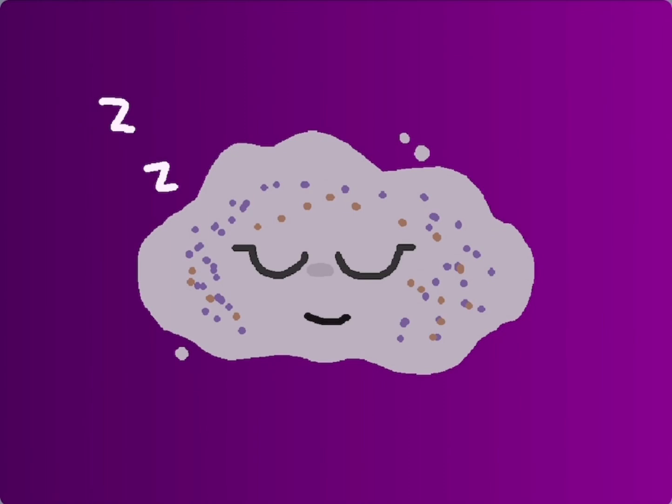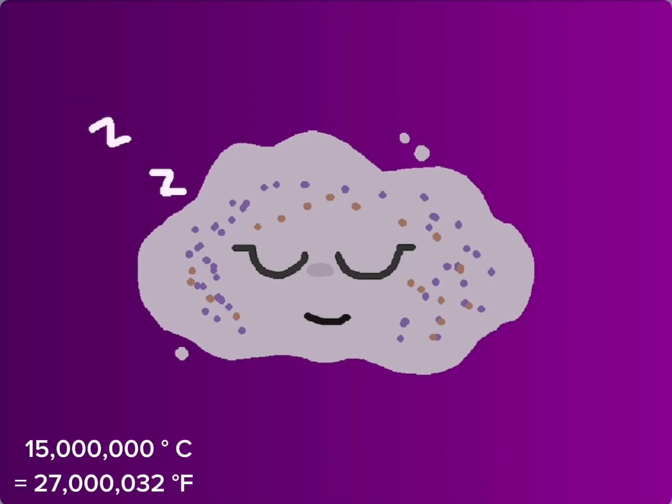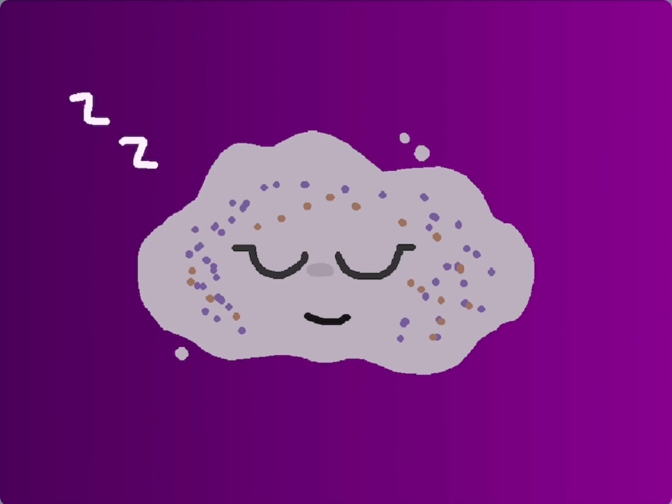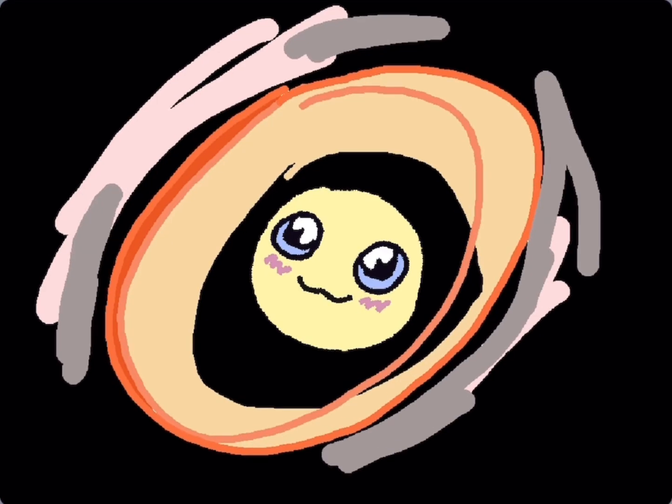Cut! When this nebula accumulates enough mass and density through gravity, it heats tremendously up to 15 million degrees Celsius and collapses. This creates a protostar, which is B0B's childhood stage.